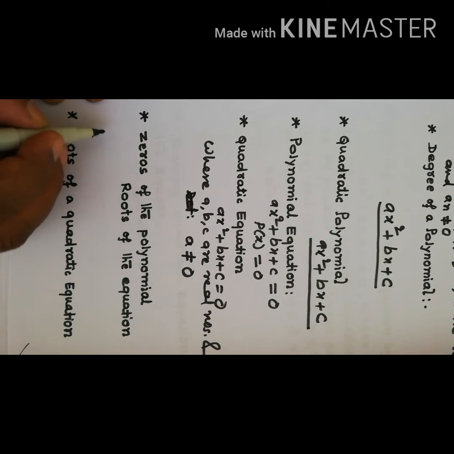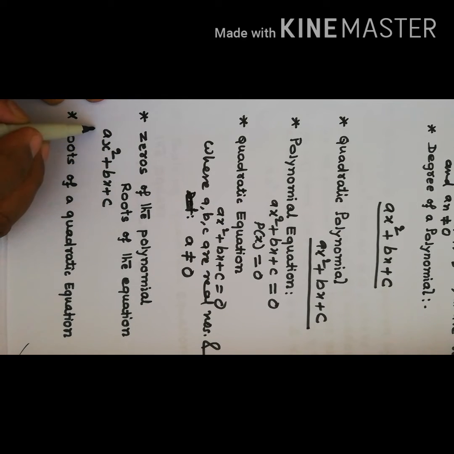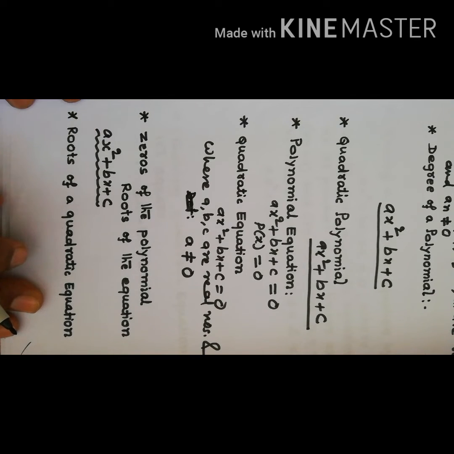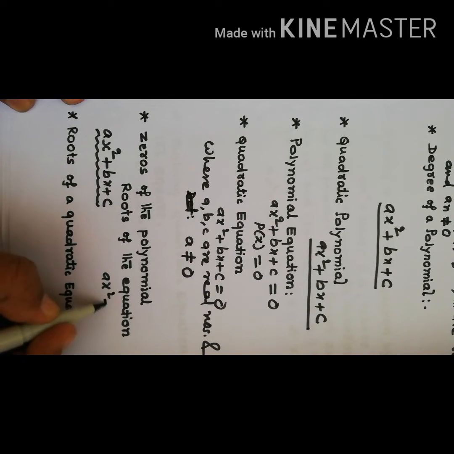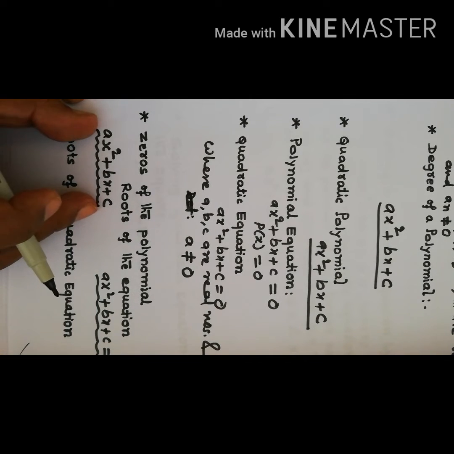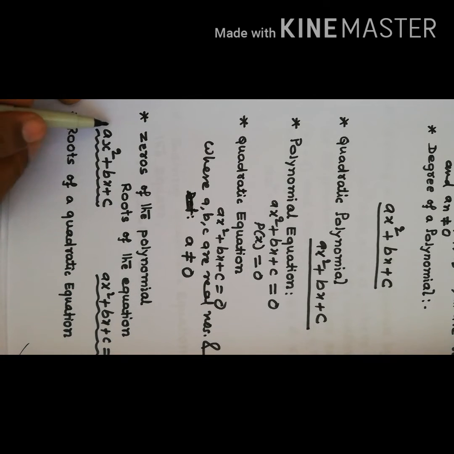That can be made clear by taking this example, ax square plus bx plus c. Since we are discussing quadratic equations, we are taking an example of a quadratic polynomial. This is a quadratic polynomial, and ax square plus bx plus c is equal to 0 is a quadratic equation. So this is the difference between a quadratic polynomial and a quadratic equation. The value of x which makes this polynomial 0 is called a zero of this polynomial.